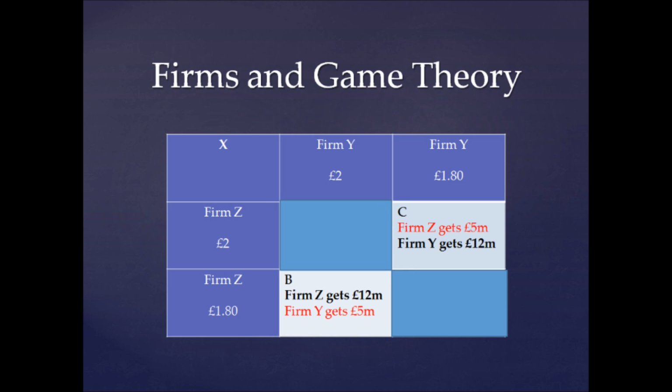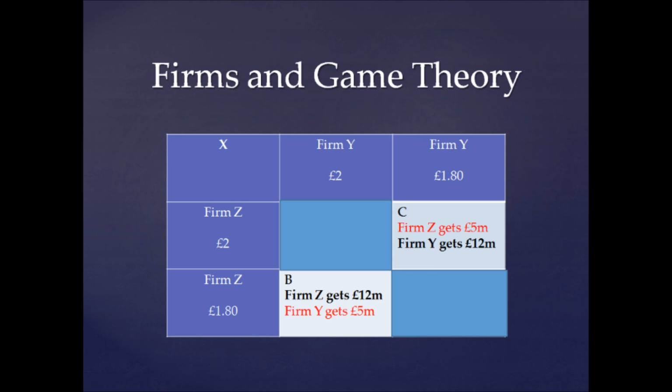However, if, let's say, Firm Z lowers their prices to £1.80 per unit, whereas Firm Y's prices stay at £2, Firm Z is able to take away market share from Firm Y and benefit from the tune of additional revenue. Therefore, they gain £12 million total revenue, whereas Firm Y's TR falls to a mere £5 million. This can occur in the opposite case too. This is because both firms have an incentive to break any collusive agreement between the firms which may exist.